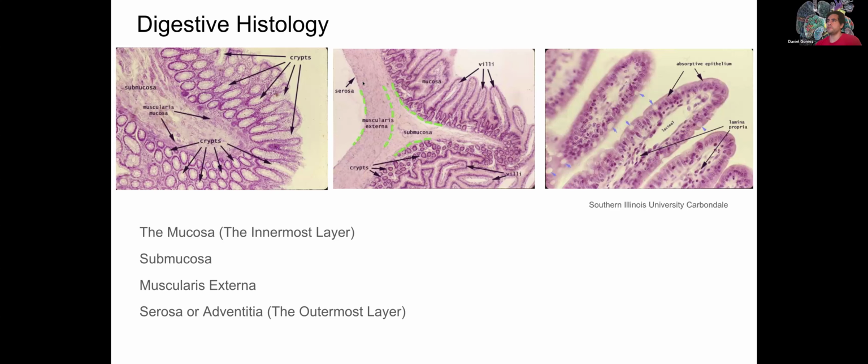So the serosa and muscular layer externa is more striated. And then we have these Brunner glands in the crypts as well as the villi. And then inside the villi, we can see the lacteal space and the lamina propria, kind of bringing together the intestine. And then on the outside, you have the absorptive epithelium.